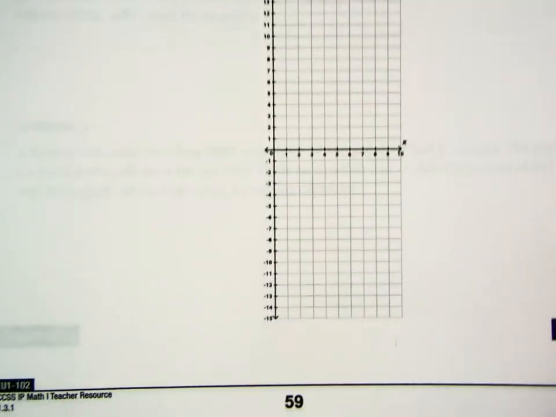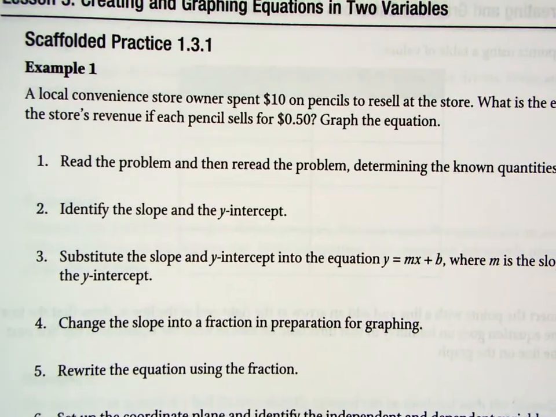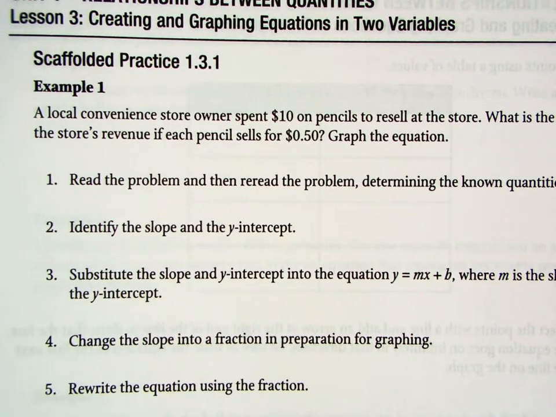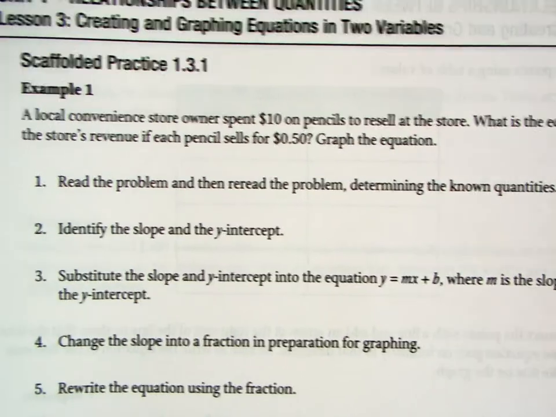We're going to be in our workbooks on page 59 this morning, and it's Scaffolded Practice 1.3.1. What we're going to do today is walk through a scenario that we're given, an example, and we're going to create an equation and then graph that example. Now, we've done a little bit of this in 7th grade math, but we're going to get very involved with it in Core 1 as well as in your regular 8th grade math class.